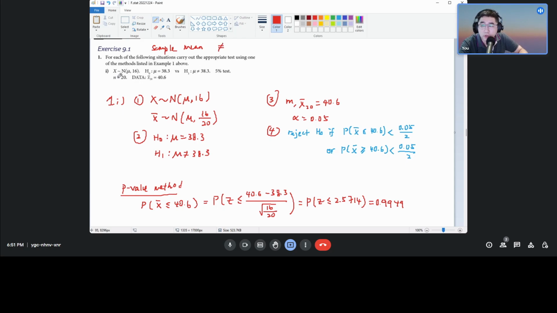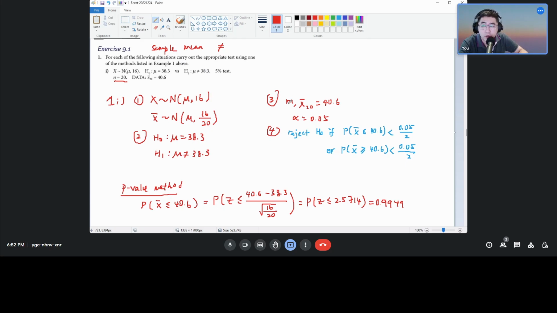So according to the information given, 1i, the X is already given as a normal distribution, mu and 16. But because we also have a sample, we have to write the sample mean as normal, mu, 16 over 20. Then 2, we write out our hypothesis. Step 2, mu equals 38.8 versus alternative, not equals 38.8.